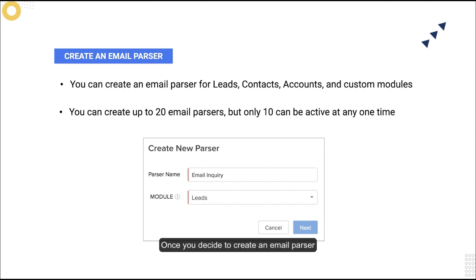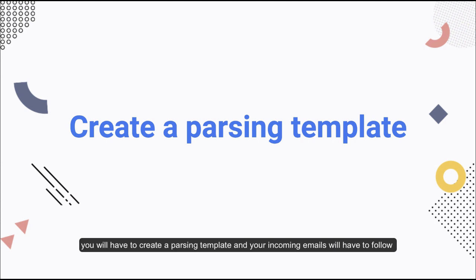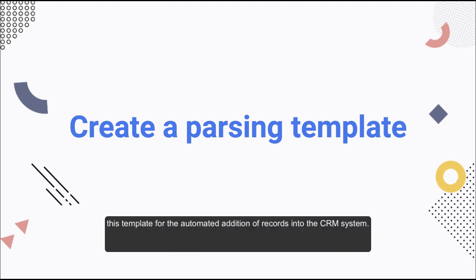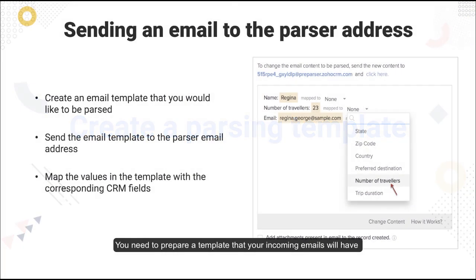Once you decide to create an email parser, you'll have to create a parsing template, and your incoming emails will have to follow this template for the automated addition of records into the CRM system. Let's look at creating a parsing template. You'll need to prepare a parsing template for your incoming emails that they'll have to follow.